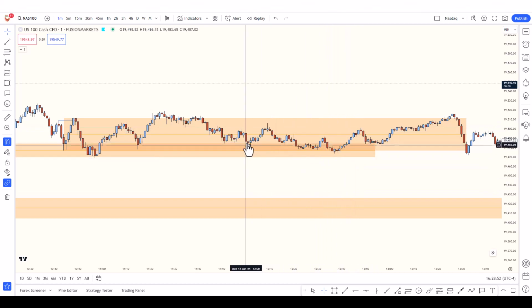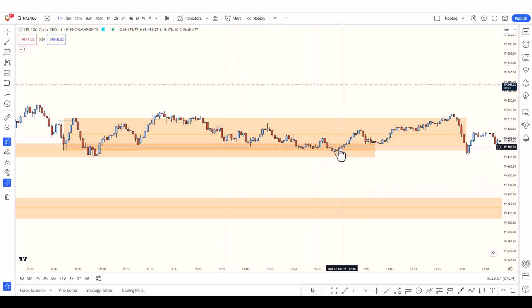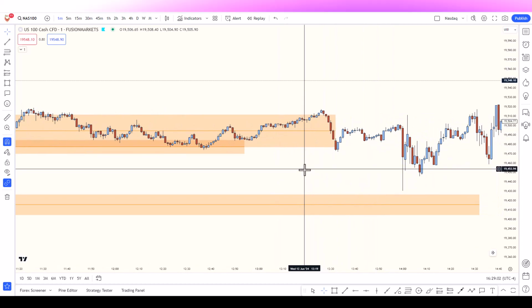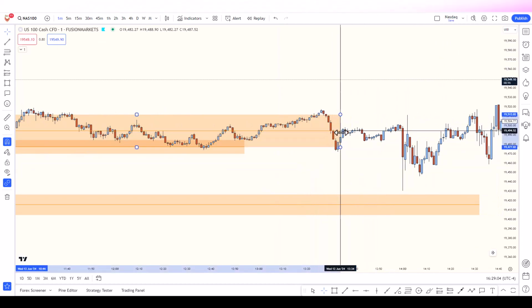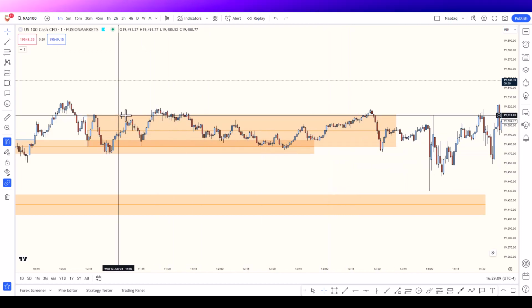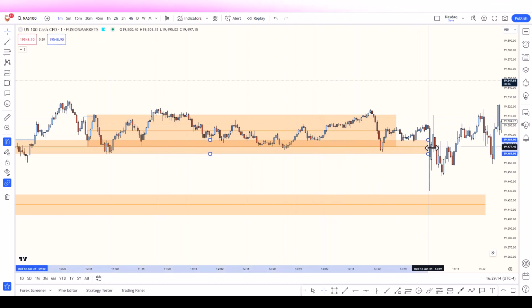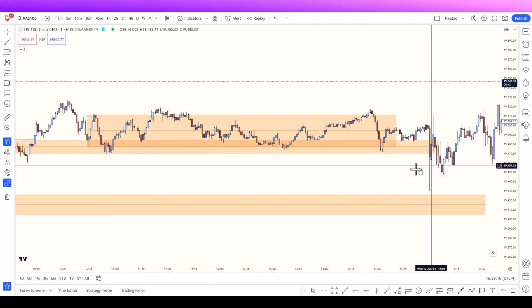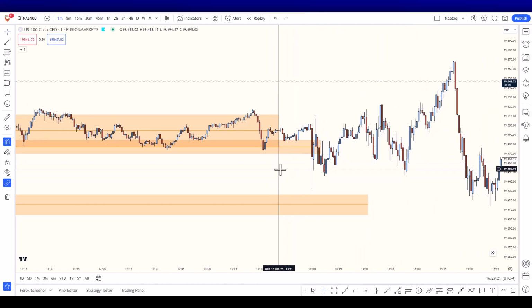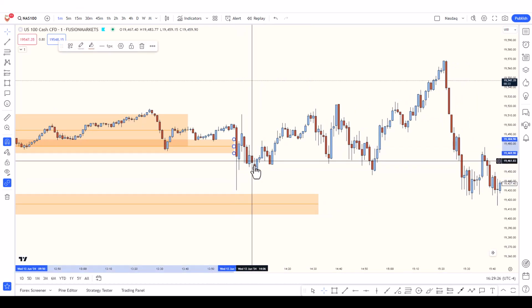You could enter here, target this or this, and you could enter also here and target this or this. Now that we close it below the flip, we're not using it anymore. We also have this, we close it here, so we're not using that anymore. What happened here? At the F1 we see minutes.